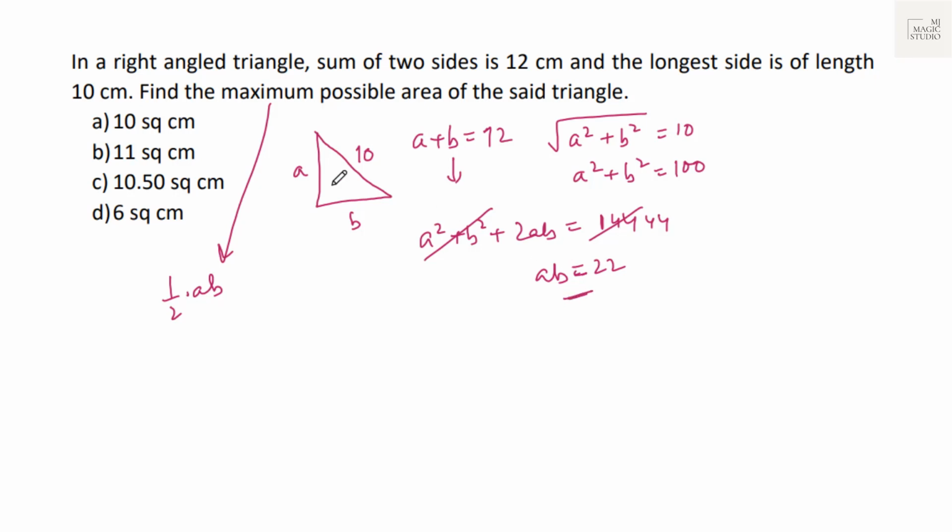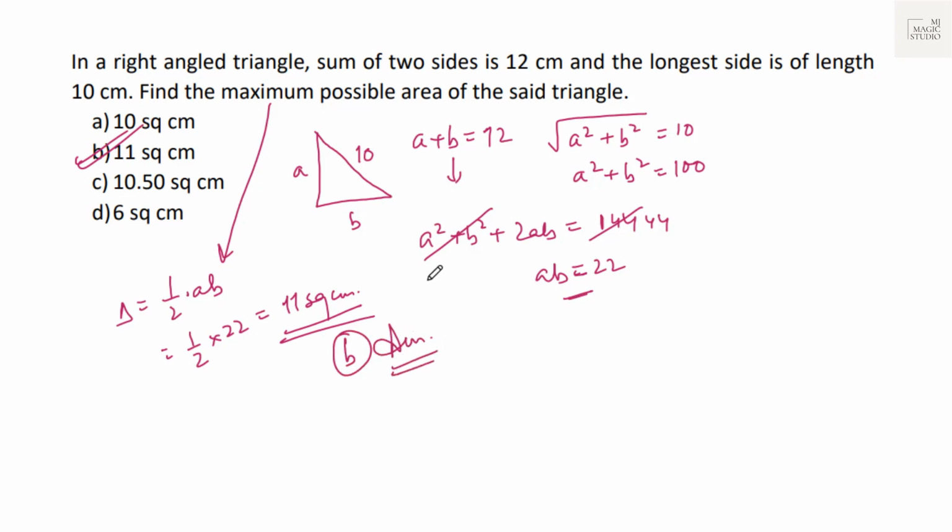So whatever be the value of A and B, to convert this into a maximum possible area triangle, A into B will be 22. So area of triangle would be half into 22, that is 11 square centimeter. Option B would be the pick. What are the values of A and B to convert it into a maximum area triangle is not our lookout thing. Our thing is just to find the value of AB. Whatever be the value of A and B, A into B will be 22. So area would be half into 22, that is 11 square centimeter.